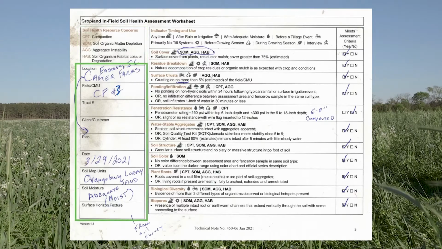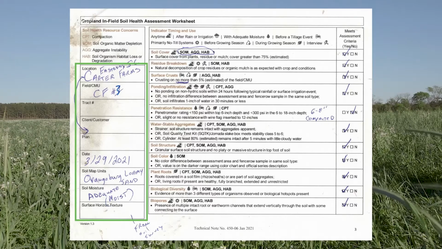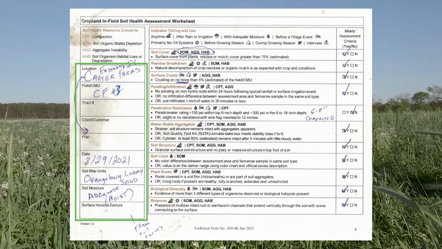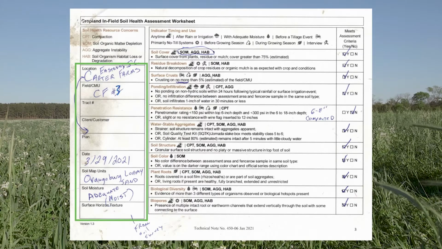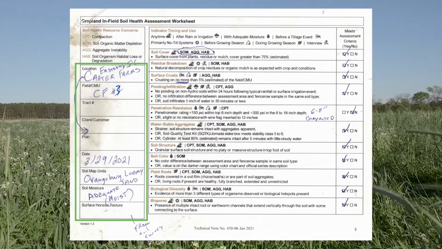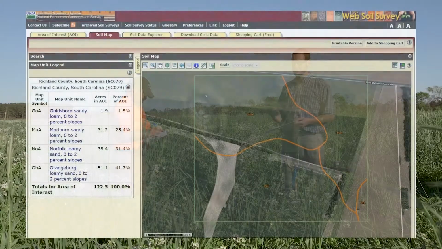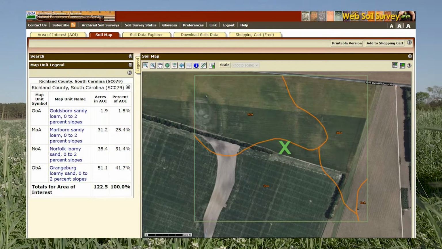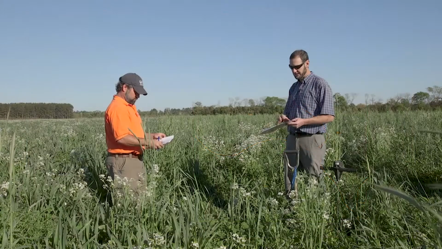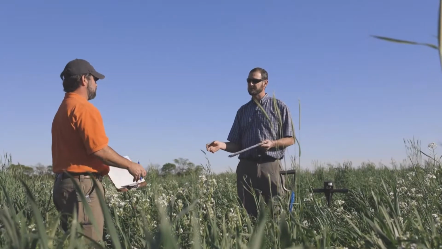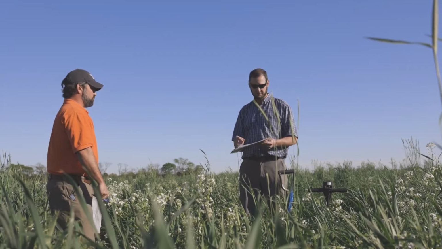On the left-hand side of this sheet we have plenty of room to identify where we're completing this point. We have location, field or conservation management unit, tract, customer client, the plan we're working on, the date, and soil map units, which here was identified as Orangeburg loamy sand. We can identify that through the Soil Web app, the published Web Soil Survey map, a hard copy of the soil survey, or the Land PKS app.